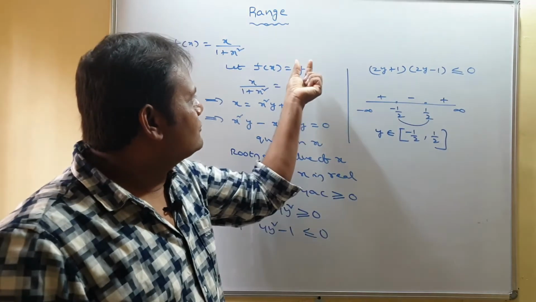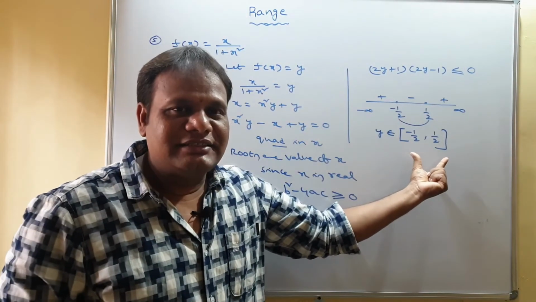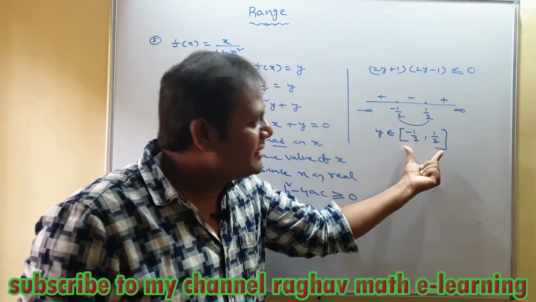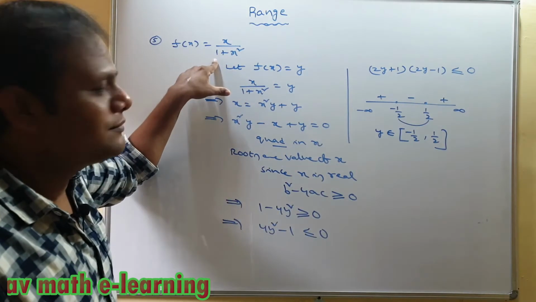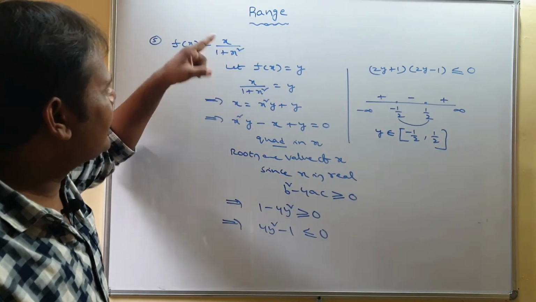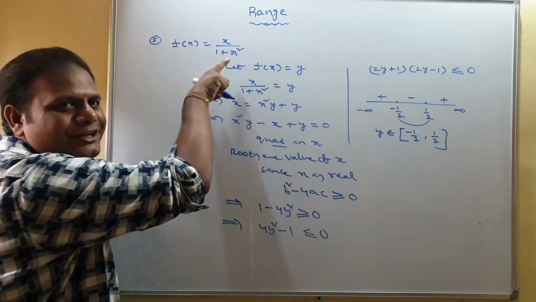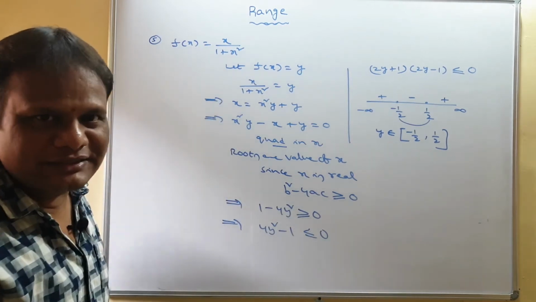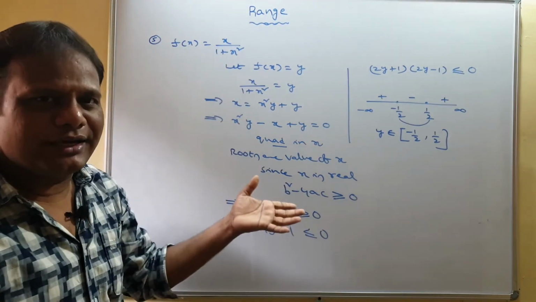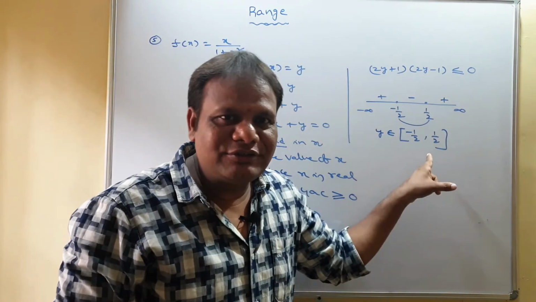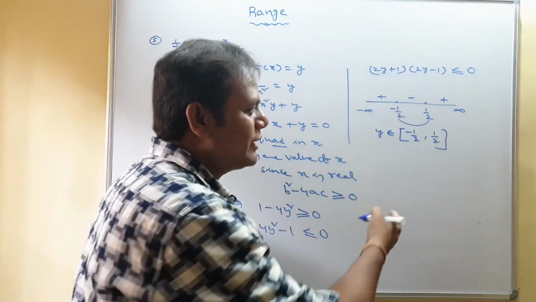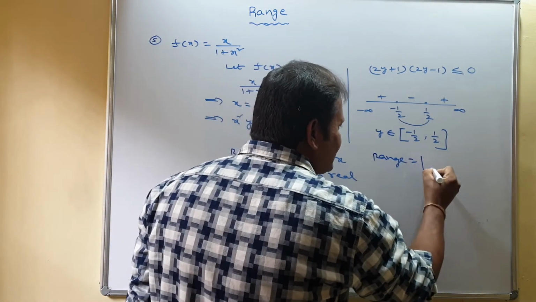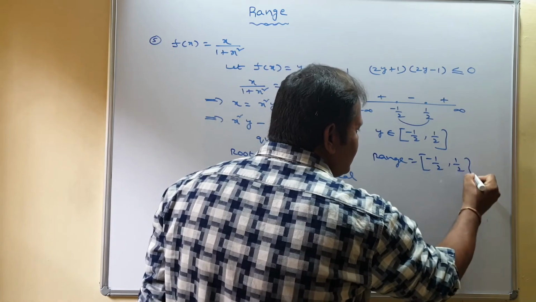We got the y values. Is y the output? Yes, this is the range. But before deciding it is the range, once you observe the function, can we get negative values from this function? Yes, you may get negatives also. Why? Because in place of x, if you take a negative, you get a negative value. And positives also you can get. So not a problem. You can take negatives also. So the range of this function is the closed interval minus 1 by 2 to 1 by 2.